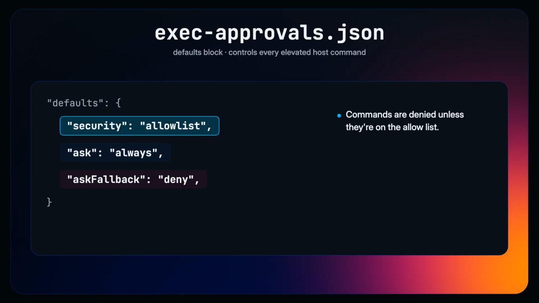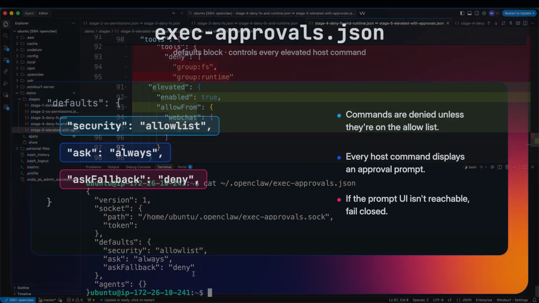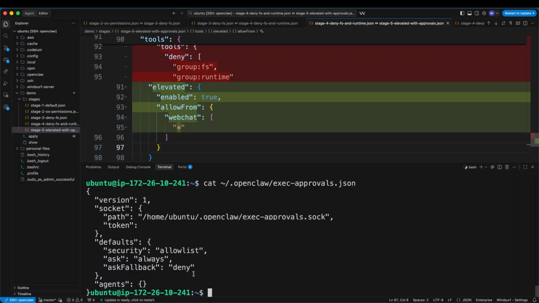The security allow list means commands are denied unless they match an allow list. And currently ours is empty, so nothing matches. The ask always means every single command pops a prompt. Okay, so it's going to pop up with a prompt to approve or deny that command execution. And then the ask fallback deny just means that if the prompt UI isn't available for some reason, we fail closed. So together, these config files basically mean web chat users can request elevated mode, and if they do, every host command needs approval. So let me navigate back to the web dashboard.